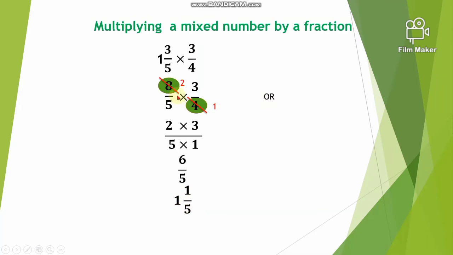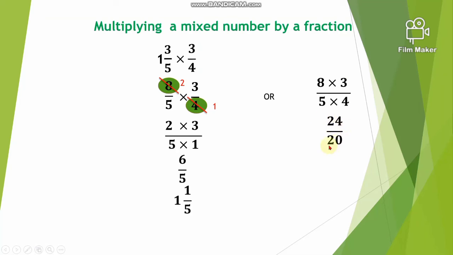Then you will get 1 1 over 5. Otherwise, if you don't like to simplify in this manner, you can just multiply the values in the numerator separately and the values in the denominator separately, as we discussed in the previous example. If you multiply, in the numerator 8 and 3 are there, and in the denominator 5 and 4 are there.